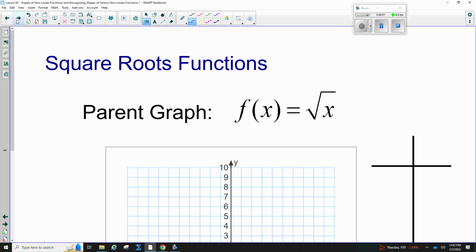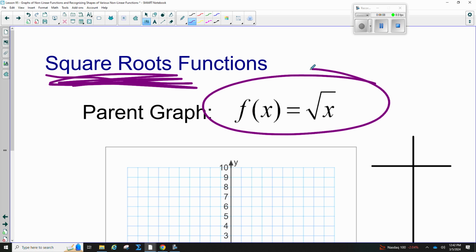All right, write this one down. Square roots, and write down f of x equals the square root of x. We actually did graph a couple of square root graphs. Go ahead and write this down, Bishu. We did graph a couple of these the other day when we did domain and range. So some of you may be able to visualize these.